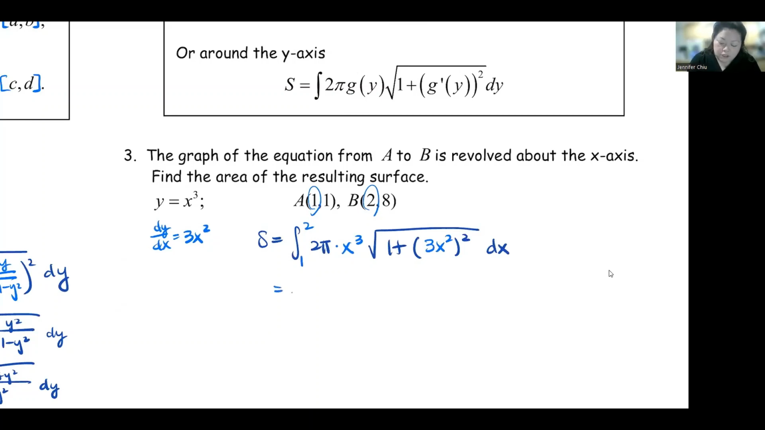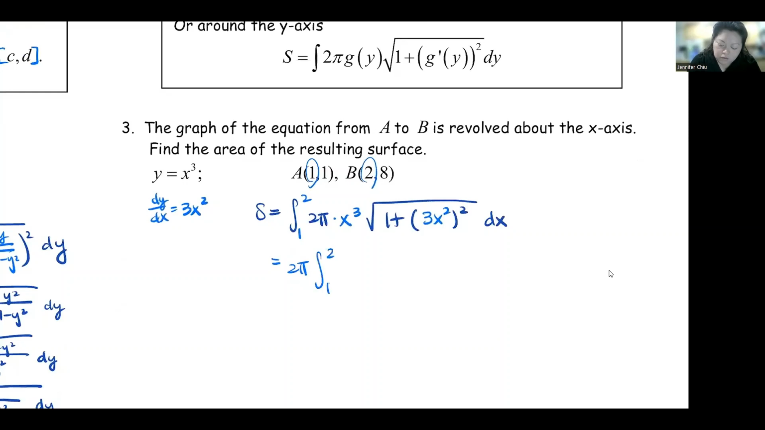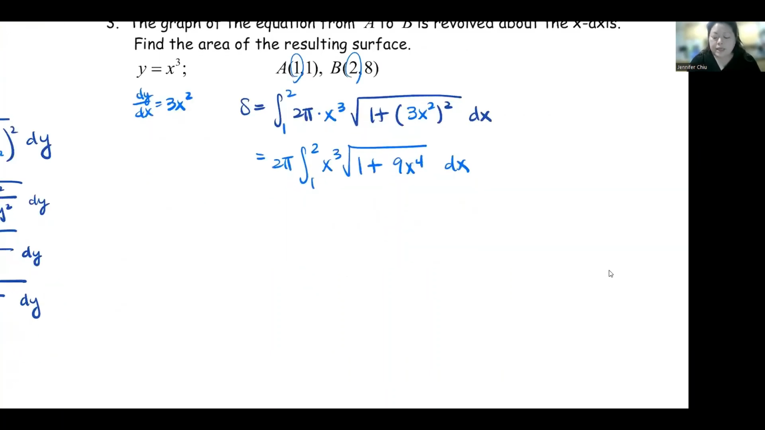As always, my 2 pi can go outside because it's a coefficient, right? You have 1 to 2. You still have your x^3 in here. You have square root of 1 + 9x^4 dx. Okay, so recognize that the inside has 9x^4, the outside has x^3, which means this is a u-sub problem, right? So u = 1 + 9x^4, du is 36x^3 dx. I'm going to move the coefficient over.